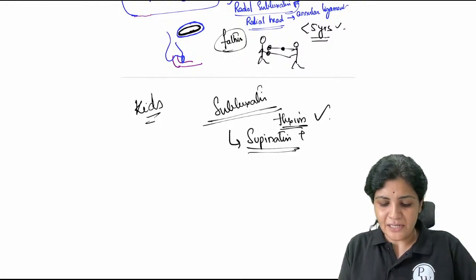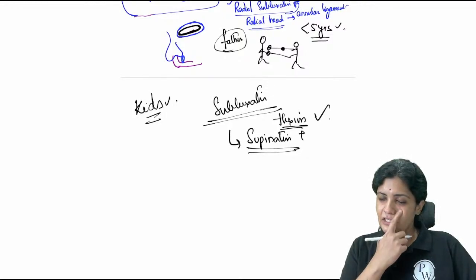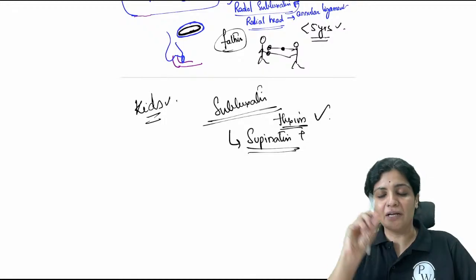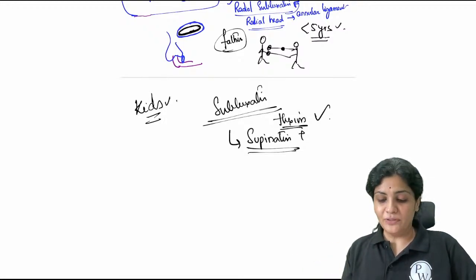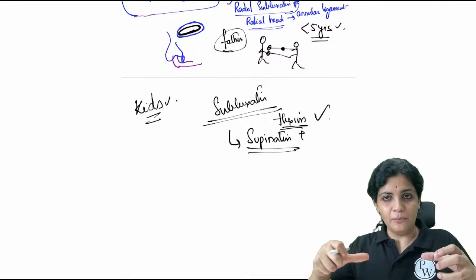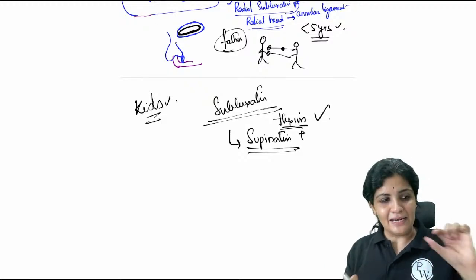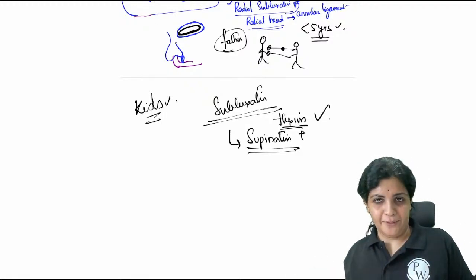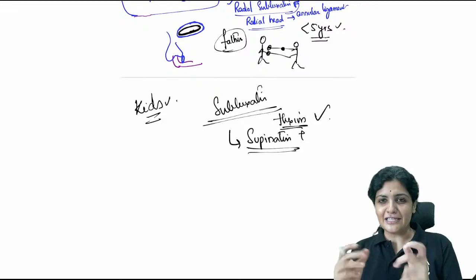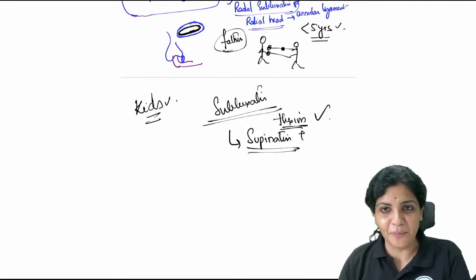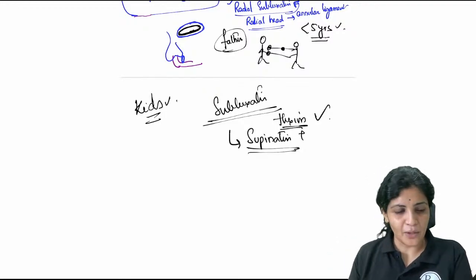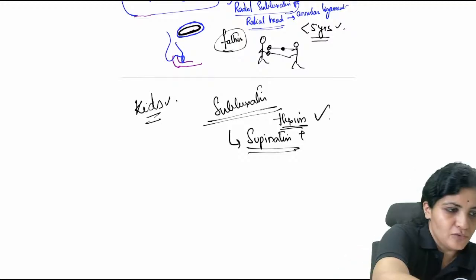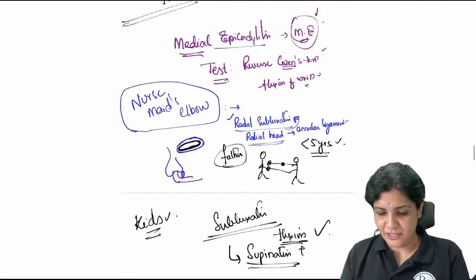So this is nursemaid's elbow, and in this only the radial head comes out of the annular ligament. With this maneuver of flexion of the elbow and then supination, the radial head will sit back into the annular ligament and the child immediately will stop crying. So that instant gratification you get with the treatment of this. This is also an emergency.